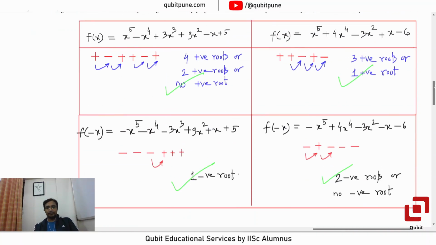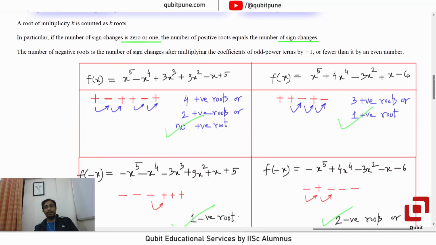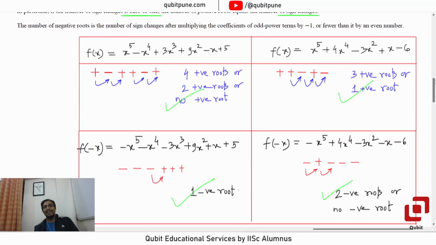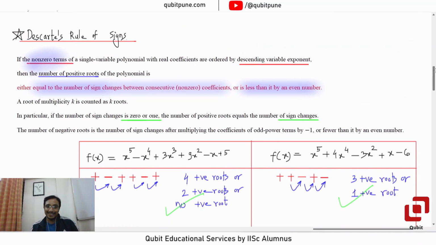Is that clear? Yes, sir, but how are we going to determine between the positive roots? No, that is something that we cannot determine, at least using this rule. So the obvious question is, how can the questions be solved using Descartes' rule of signs? I already told you that this is only an existence rule.